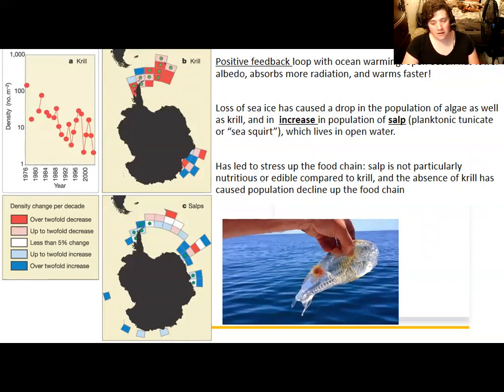Also, remember that ecologically, sea ice is really important for algae and krill. Algae and krill both live on sea ice during the winter. And with the drop in sea ice, especially in West Antarctica, we have seen a dramatic drop in the population of krill, as well as phytoplankton.